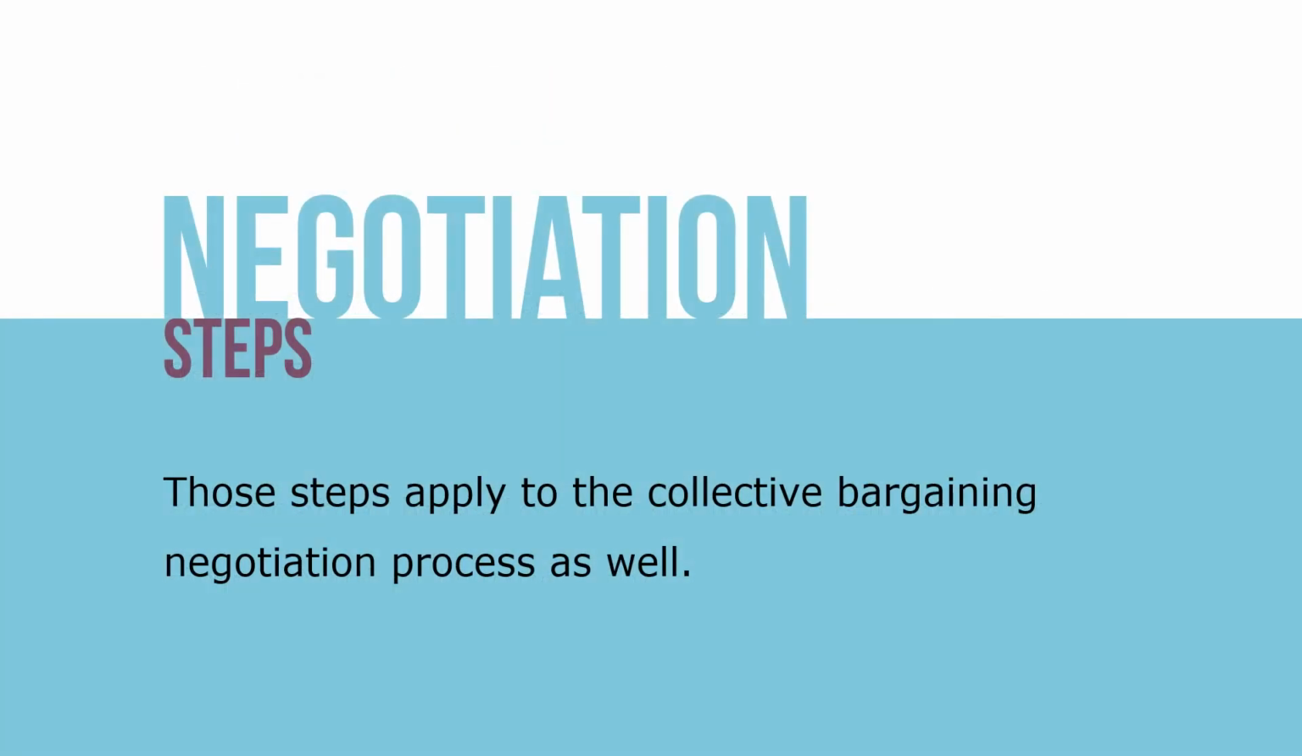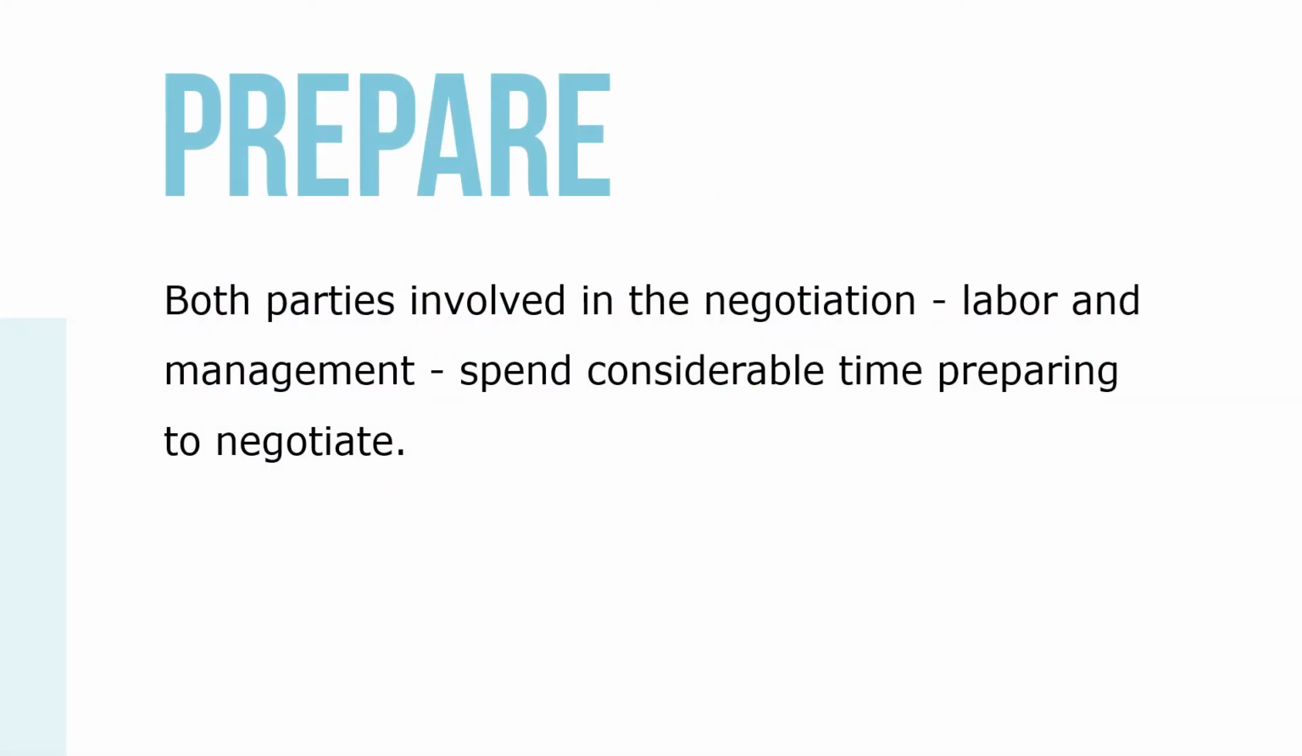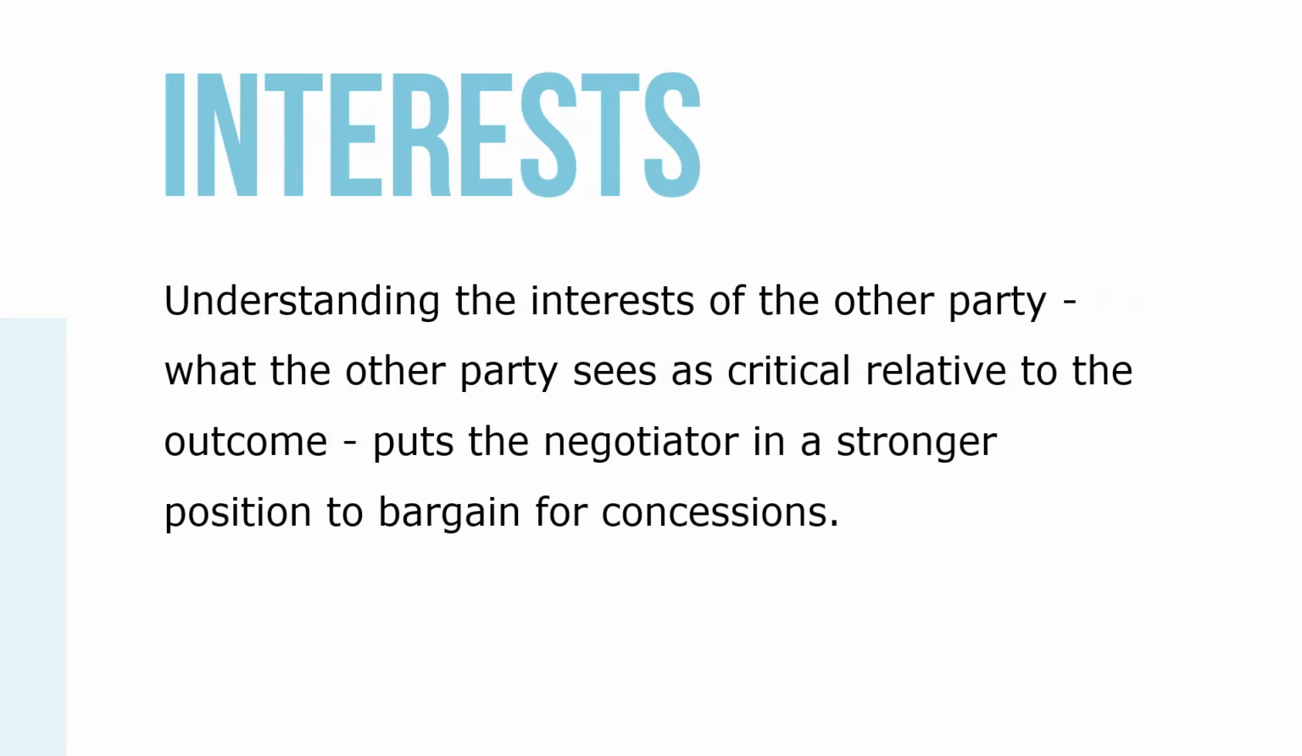Let's take a look at the steps of the collective bargaining process, including being prepared, knowing the interests of the other party, and understanding the consequences of not reaching an acceptable agreement. Both parties involved in negotiation, labor and management, spend considerable time preparing to negotiate. It's important that each side have current and accurate data to address the topics for negotiation. Being prepared means entering into negotiation with some idea of what the other party will expect with regard to the final outcome. Understanding the interests of the other party, what the other party sees as critical relative to the outcome, puts the negotiator in a stronger position to bargain for concessions.